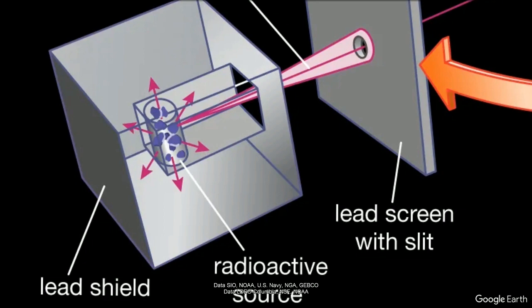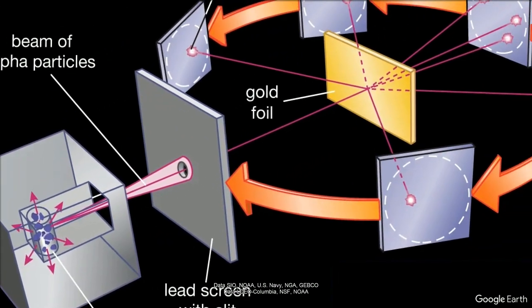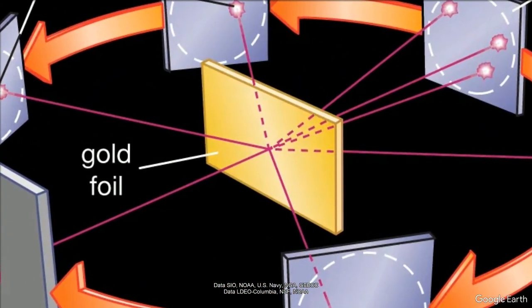Most of the radiation was absorbed by the lead, but a thin beam of alpha particles escaped out of the pinhole in the direction of the gold foil. The gold foil was surrounded by a detector screen that would flash when hit by an alpha particle.